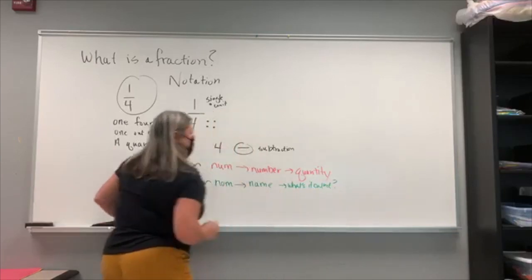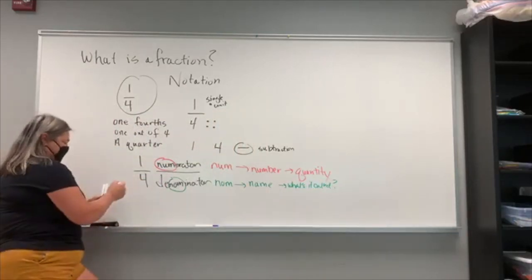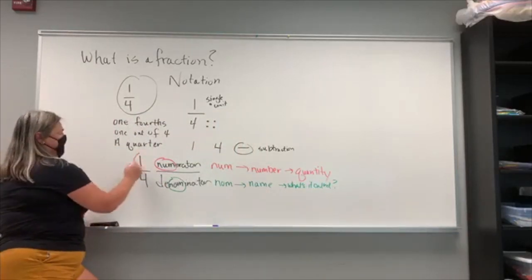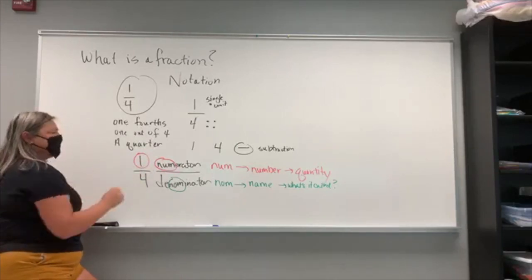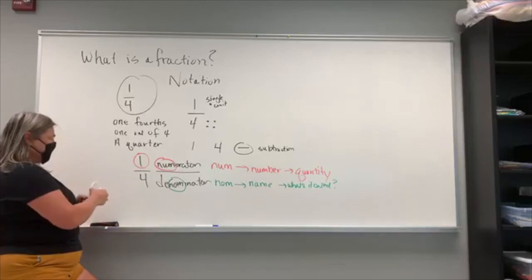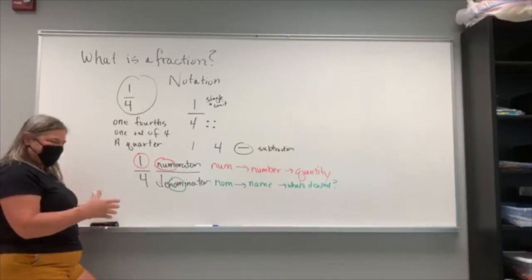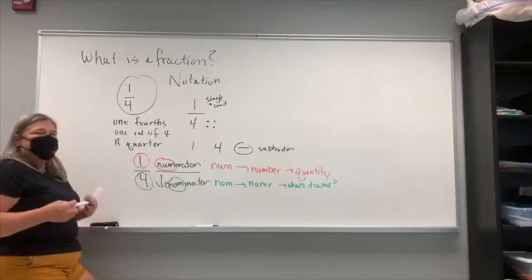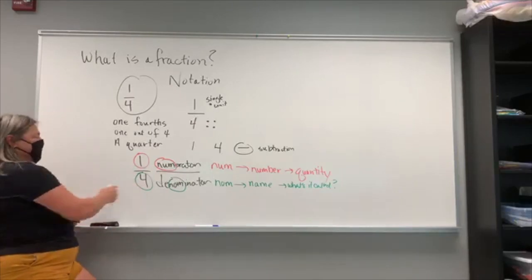So, if we think about it like that, this thing is a numerator. This number tells us the quantity of something, how many of them we have, and this one tells us what that thing is. So this tells us what the thing looks like, so it's a 4.